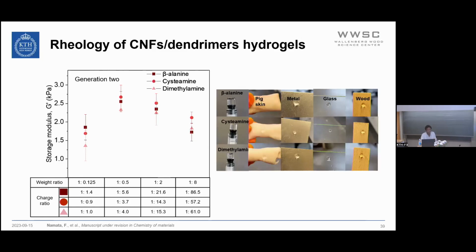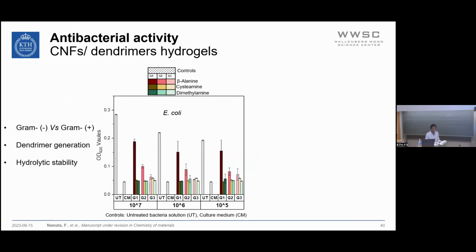And this is just a visual representation to show that these hydrogels were freestanding. We adhered them on different surfaces vertically, and they're not flowing. They are stable hydrogels, even though they have such a high water content. We then measured the antibacterial activity of these hydrogels. In this graph, I put it here just to explain how the experiment was done.